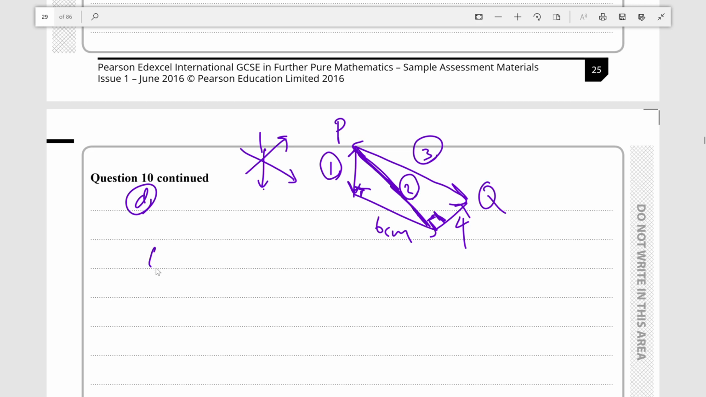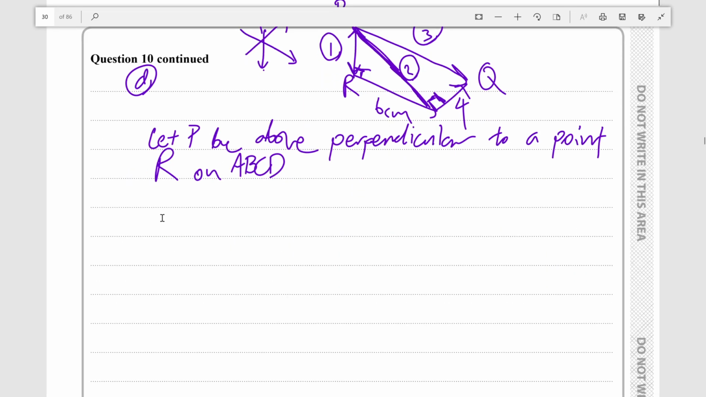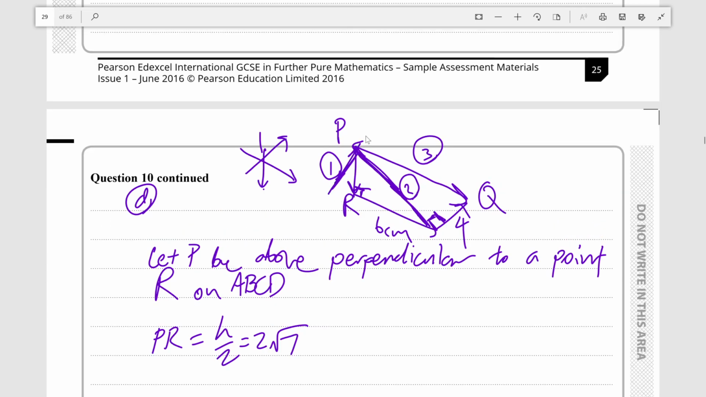So let P be above, perpendicular to a point R on ABCD. So that is this here. PR is equal to h over 2 is equal to 2 root 7 because P is halfway up OA. I mean, this should be A, my apologies, and this should be O.